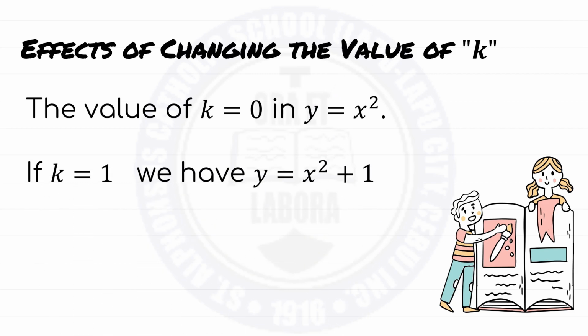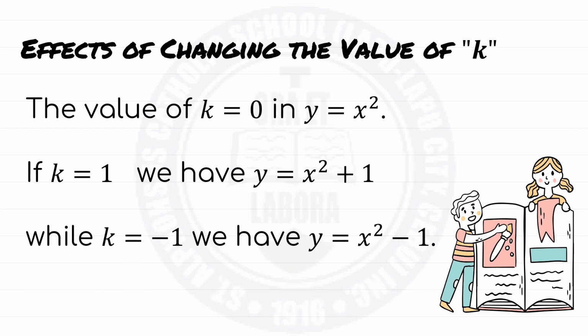The value of k equals 0 and y equals x squared. If k equals 1, we will have y equals x squared plus 1. And if we have k equals negative 1, we have y equals x squared minus 1.